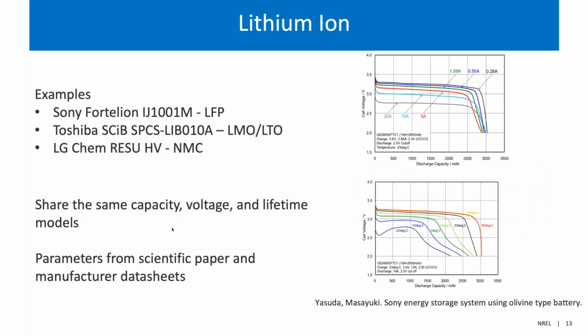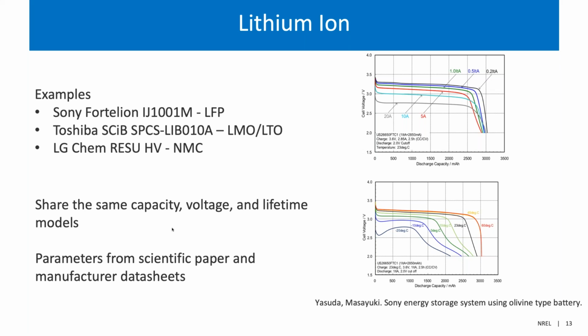For lithium-ion batteries, here's an example of an LFP, an LMO-LTO, and an NMC cell. All the lithium-ion chemistries share the same capacity, voltage, and lifetime models, but they have different parameters pulled from scientific papers and manufacturer data sheets. So the charts on the right are from the Sony LFP cell.